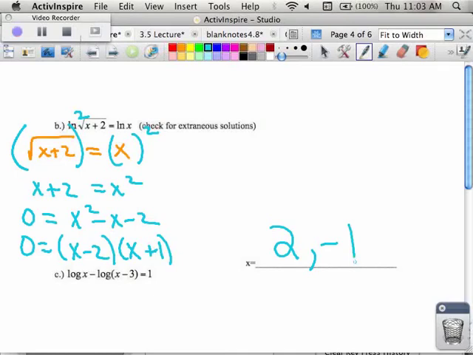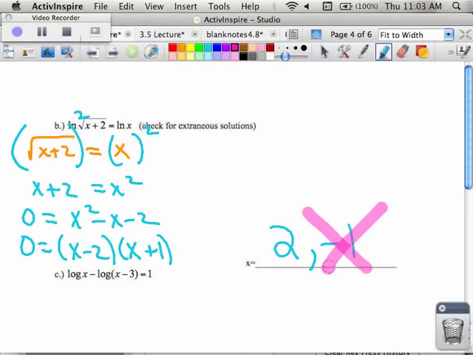What should you always do when you're dealing with square roots and squares? Check your answers. Let me tell you why. Look on the right-hand side of the original. You guys see that ln x thing? If I stick in the negative 1, I'm doing the natural log of negative 1. Can't do that. So I know that this one doesn't work. And so really my only answer is the 2.